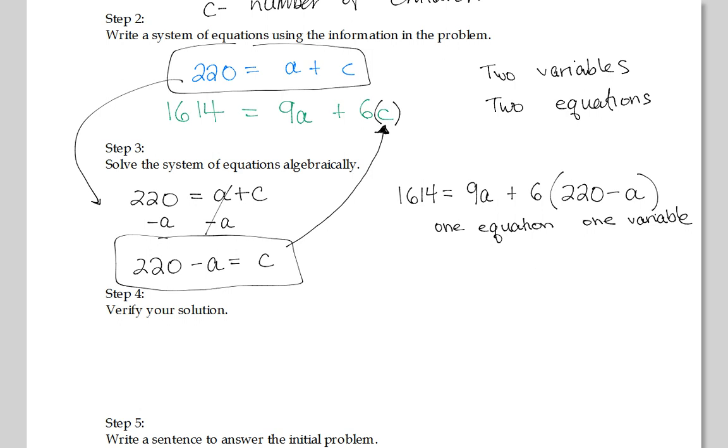The only thing that looks weird is the stuff on the right. What happens when you have a number outside of a bracket like this? You can distribute it in. You get 1,614 equals 9A plus 6 times 220, which is 1,320, and then 6 times negative A, negative 6A.